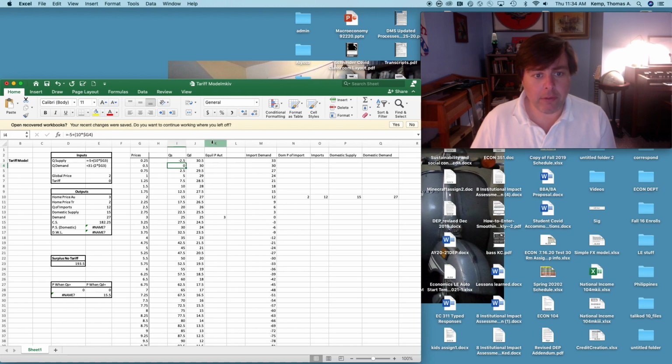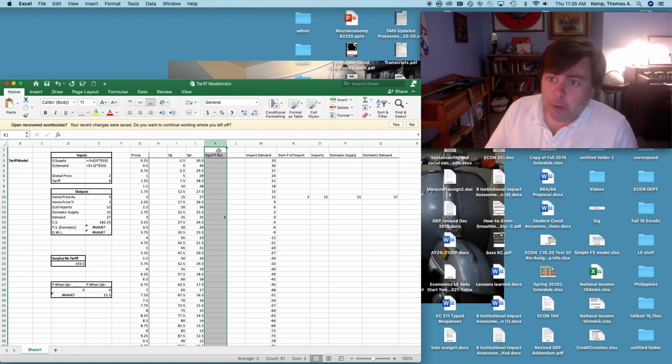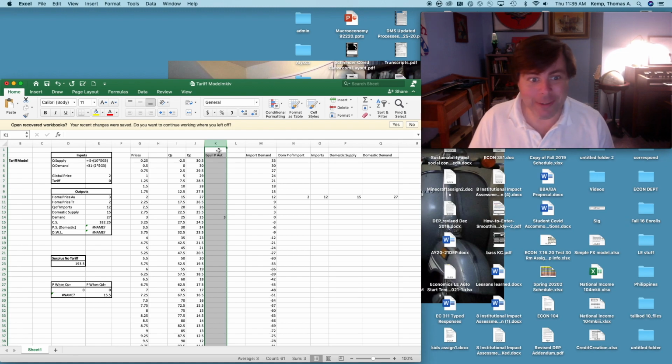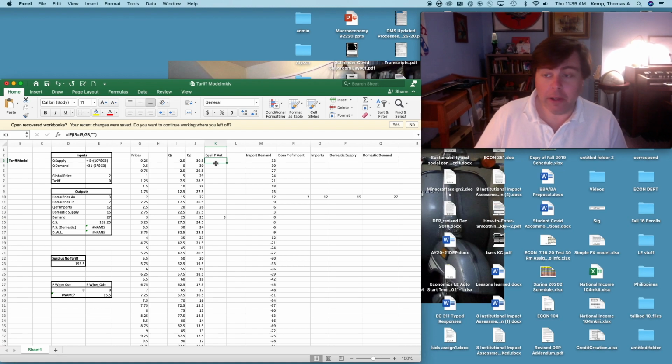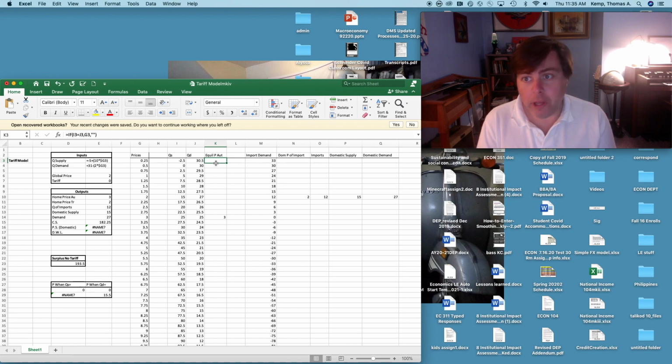Let's take a look then at the K column. This is the equilibrium price pre-trade, or the price under autarky, the price with no trade. What I've done here is I've programmed Excel with an if-then statement saying, Excel, go ahead and take a look at columns I and J. If it turns out that those two are equal to each other, then Excel, I would like you to go look at the G column and put it here. Or if they aren't equal, then don't say anything. Leave the cell blank. Since these two aren't equal, Excel is going to leave this blank.